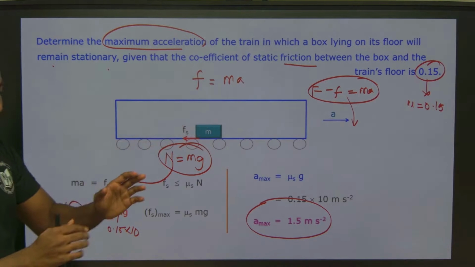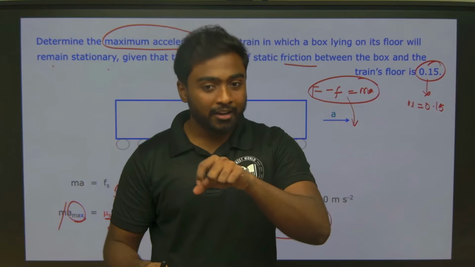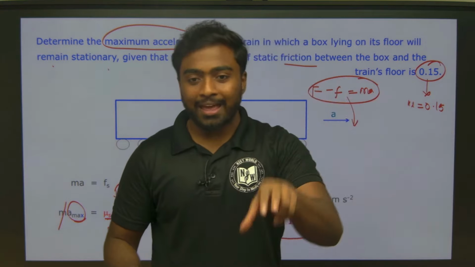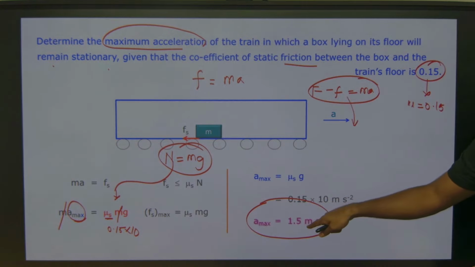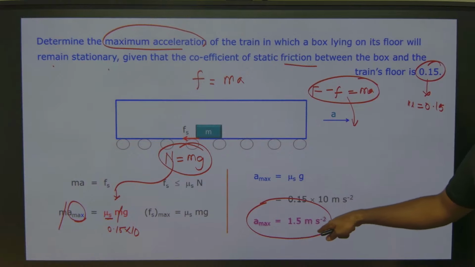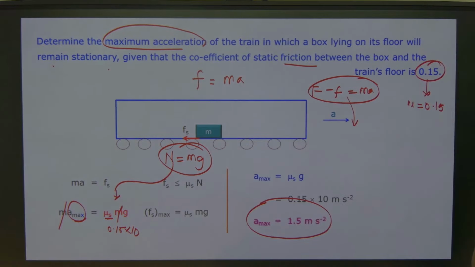So static friction in the sense the train is moving and the box remains stationary. If the train is moving with some acceleration, what will be the acceleration so that the box remains stationary? If the train is going more than 1.5 meter per second, the box will start moving. Got the point? Okay. We'll see the next question.